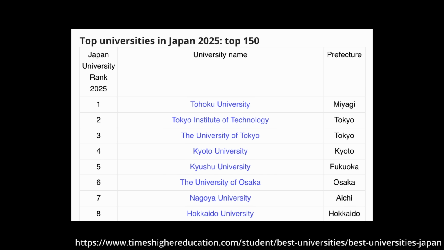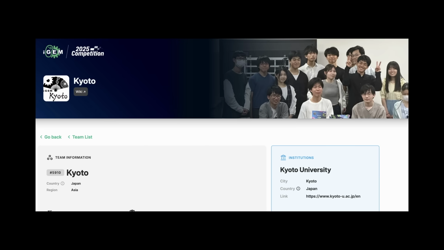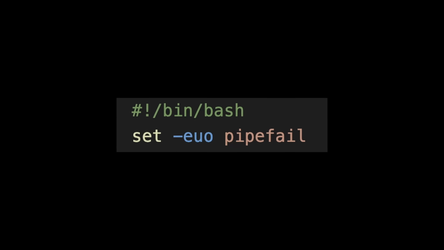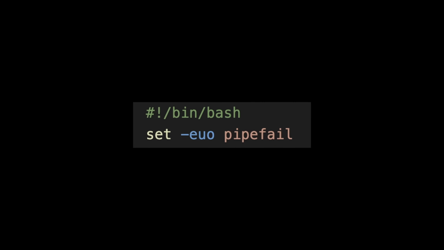In the end, Kyoto University still stands strong as the number one university in Kyoto and is aiming for the gold medal at the International Synthetic Biology Competition, which has the final judging coming up in a few days. Best of luck to them, and always remember, set -euo pipefail, because bash will take every opportunity it can to delete your computer.